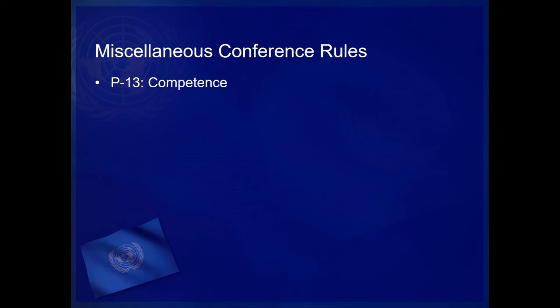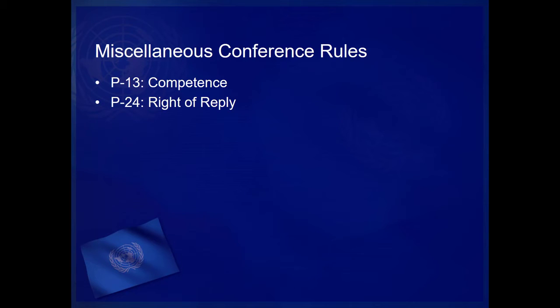The first of these rules is P13 Competence. This rule permits the body, by a 2/3 majority vote, to decide whether or not a particular item, usually a resolution, falls under the jurisdiction of the body itself. The chair will normally permit 2 speakers in favor and 2 against such a motion. Once the speeches are completed, the body votes to decide whether or not it is competent to discuss and vote on the item. Note that agenda items are never subject to a decision of competence. It only applies to underlying resolutions or other motions or decisions by the body.